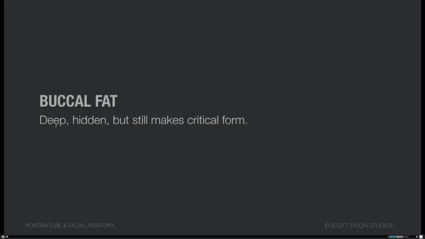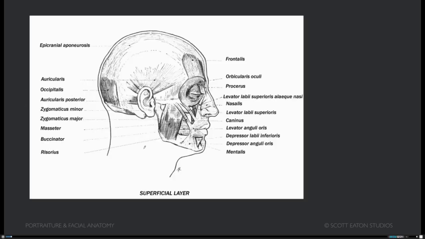Okay, now let's move down to the cheeks and everything else and look at some of the fat down there. The first one that we're going to talk about is kind of the deepest of all the fats, save maybe the orbital fat, but it's called the buccal fat. And this is essentially your chipmunk cheek fat, right? Or your apple cheeks. If you see a little kid with big apple cheeks, it's the buccal fat, right?